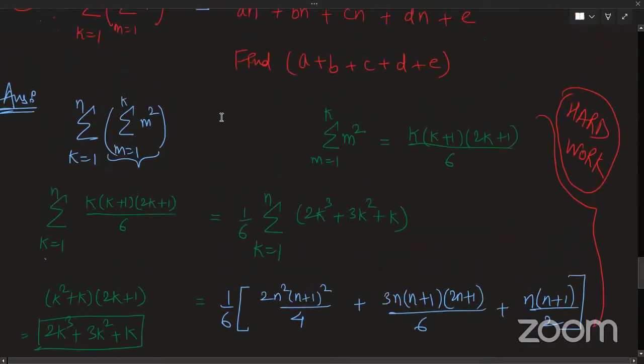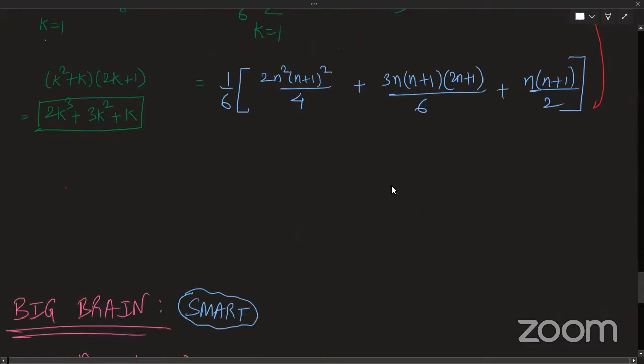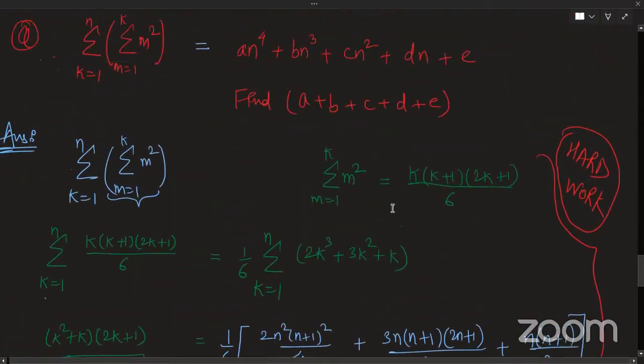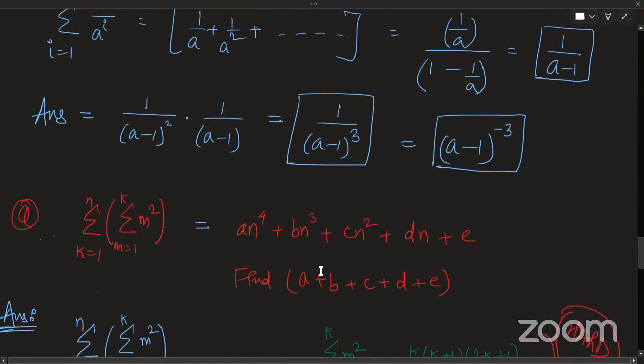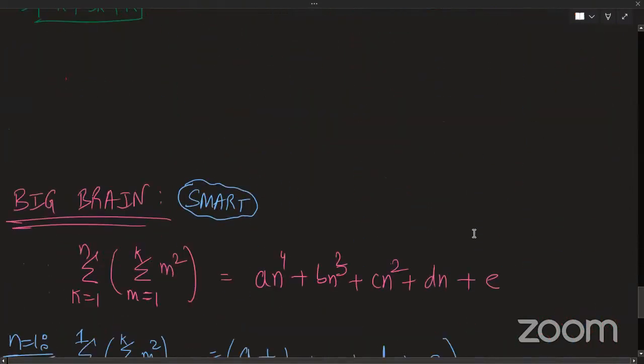If you had solved like this, I am sure you would not have been able to do this. Because opening these brackets up, n square into n plus 1 whole square, and then comparing the coefficients, then adding the coefficients, it would have been really long.